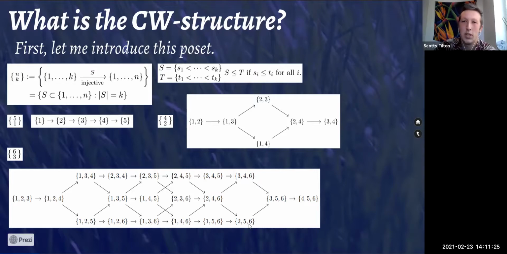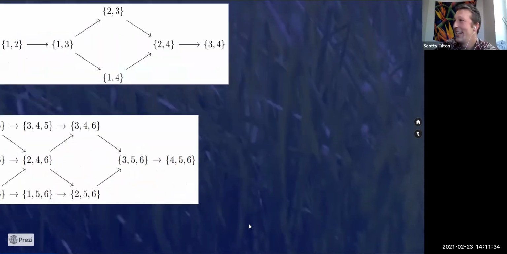So those are a couple of posets. And now you're like, okay, why did you tell me about these posets? I wanted to hear about a CW structure. Well, that's great. We're going to get right there.